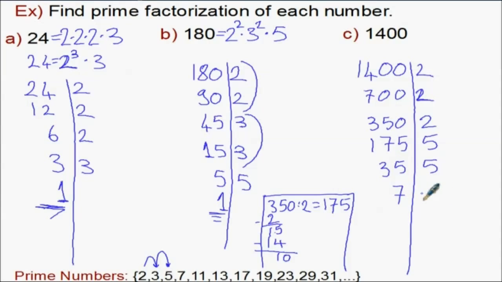So what is the next number after 5? 7. So can I divide 7 by 7? Yes, I can. So let's continue with that. 7 divided by 7 is 1. Now we found the one. It is finished. 1400 is equal to 2 to the power of 3 times 5 to the power of 2 times 7. Thank you for listening, everybody.